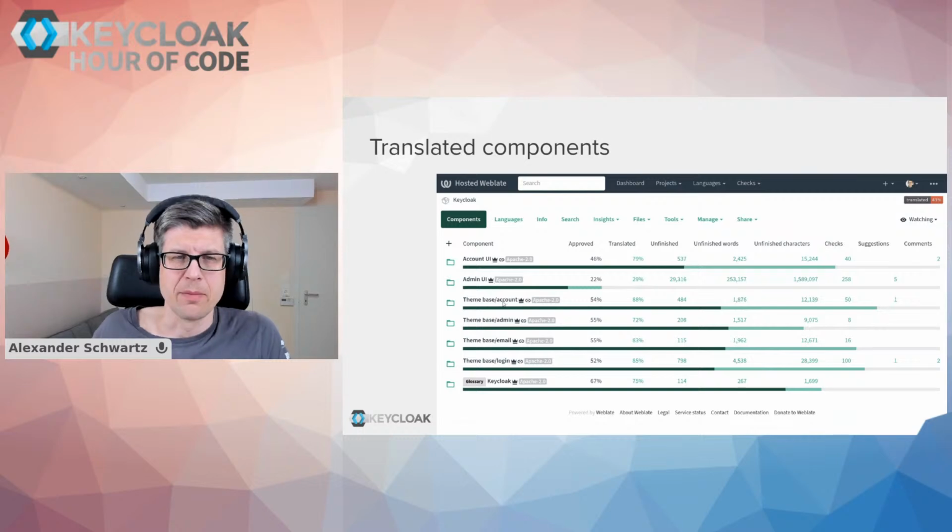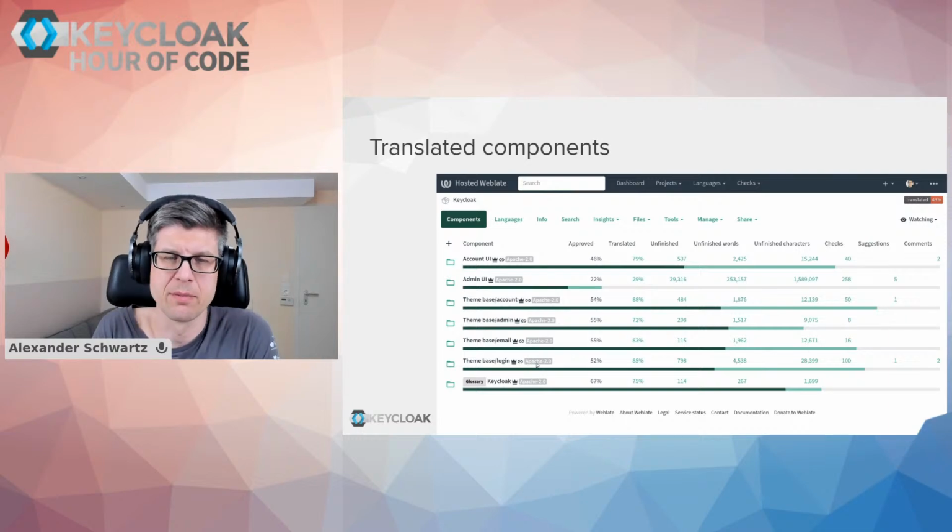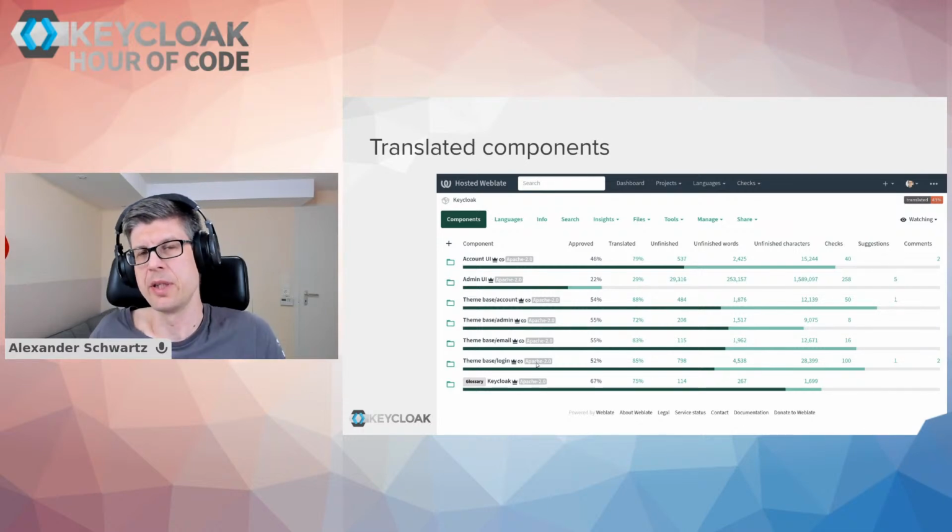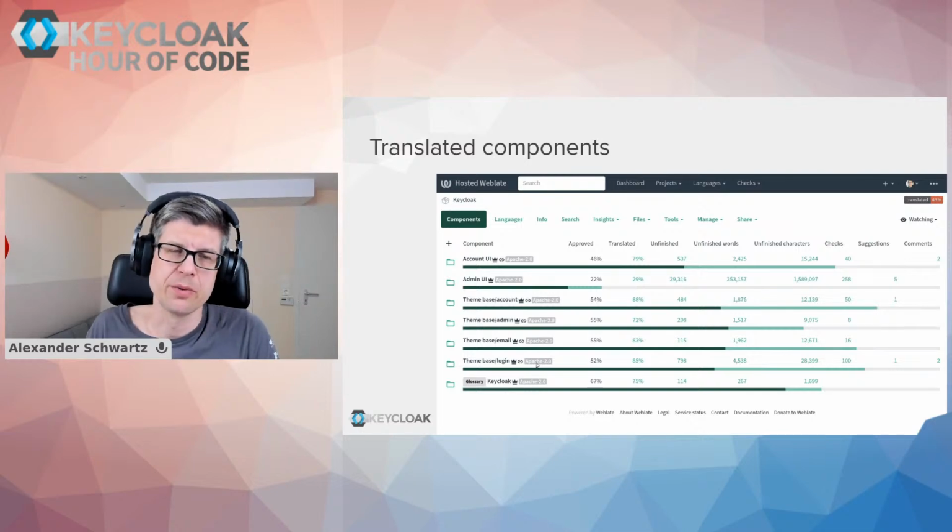Then there are some base elements here. Base account, base admin, and base login are the backend messages, maybe backend error messages that are created. Base theme email are the emails that are sent out. And then we also added something new to Weblate, a glossary that helps translators to get the right translations for common terms all across Keycloak UIs.